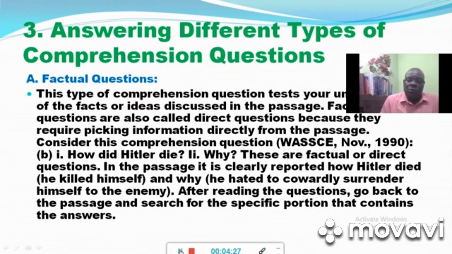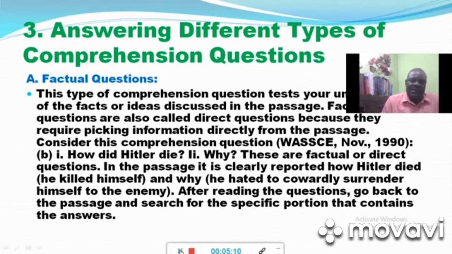Now, if you go back to the passage and you search for the answer, you will find that Hitler killed himself. So once you have discovered this, you present the answer precisely. Now, one thing about answering comprehension question is that it requires precision. So in answering question I, you write B, which is the main alphabet of the question. You write B, you write I, and you write he killed himself, or Hitler killed himself, or he committed suicide.